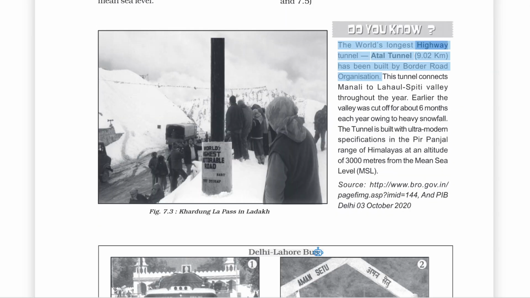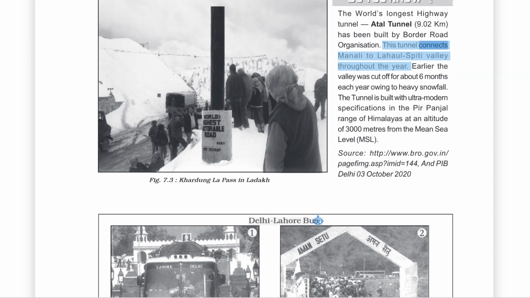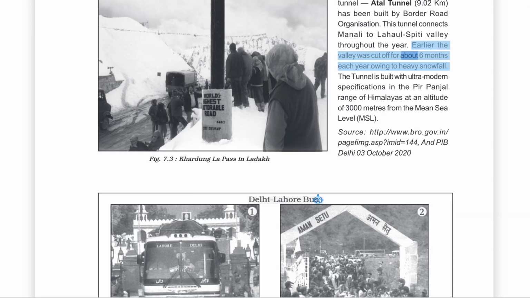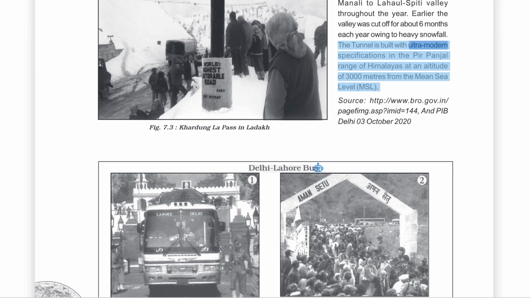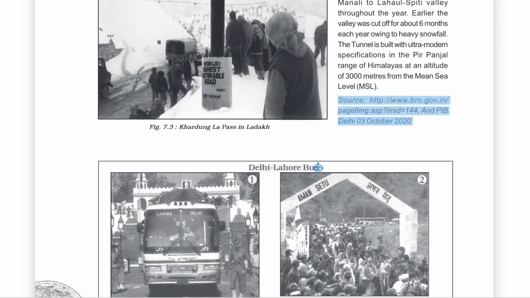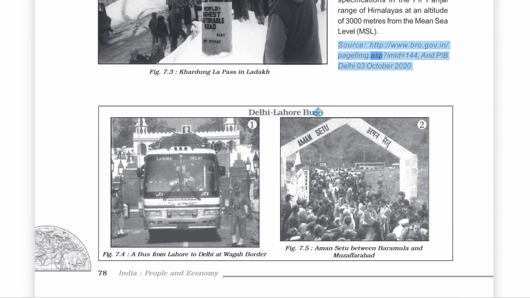The world's longest highway tunnel, Atal Tunnel, 9.02 kilometers, has been built by the Border Road Organization. This tunnel connects Manali to Lahaul-Spiti Valley throughout the year. Earlier, the valley was cut off for about 6 months each year owing to heavy snowfall. The tunnel is built with ultramodern specifications in the Pir Panjal range of the Himalayas at an altitude of 3,000 meters from the mean sea level, MSL. Source, PIB Delhi October 3, 2020.